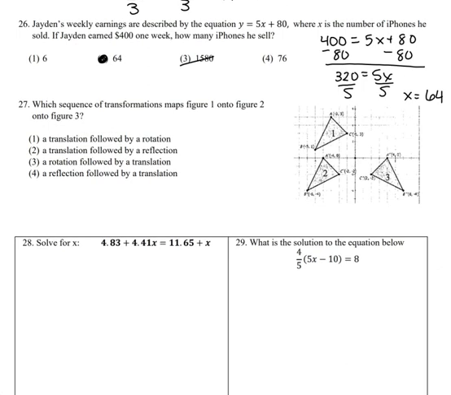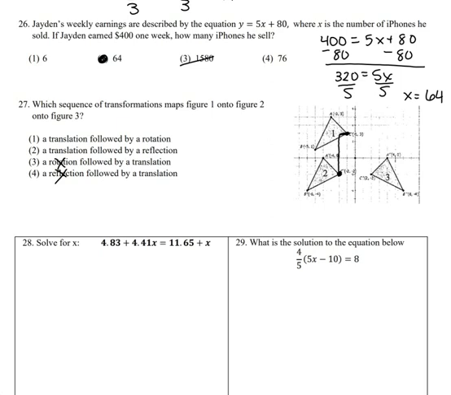For 27 says, which sequence of transformations maps 1 to 2, then 2 to 3? So when I look at 1 to 2, I'll notice that the orientation is the same, but C started here and then ends here. Now, it wouldn't be a reflection or rotation. You'll notice that we did shift it over and then bring it down. So I know it's going to be a translation first.